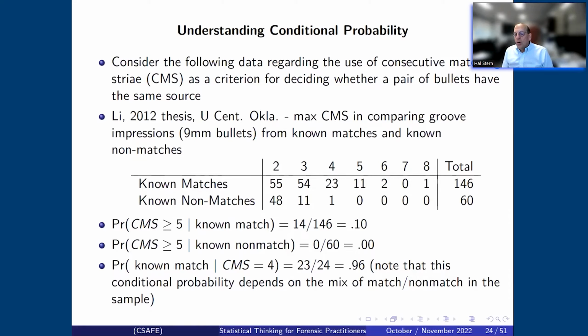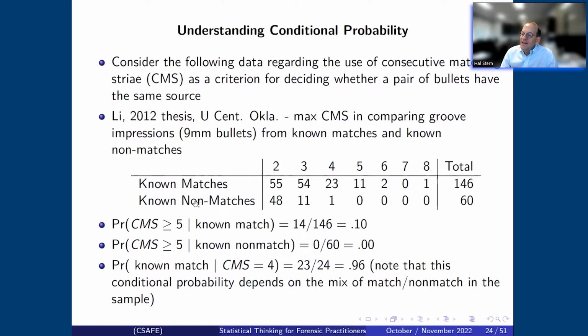Again, the overall probability of seeing a large number of consecutive matching stria is relatively small, but we might be interested in how that differs for known matches and known non-matches. And so suppose we decide 5 or more consecutive matching stria is unusual and might be thought of as evidence for same source.